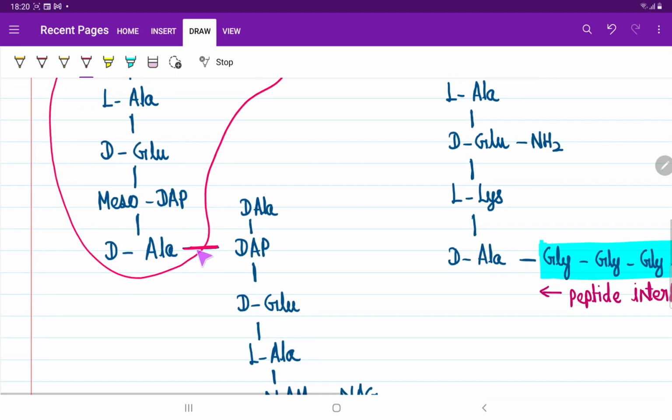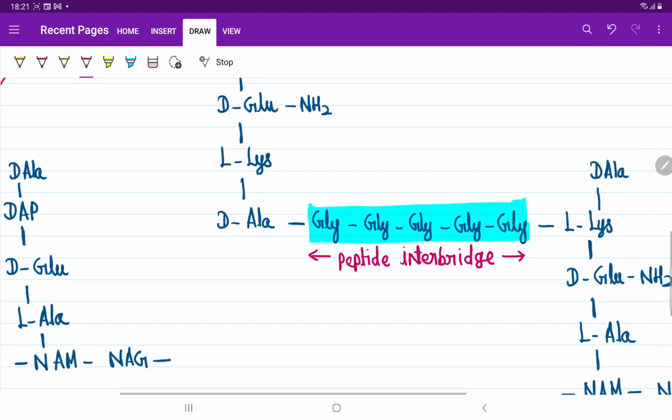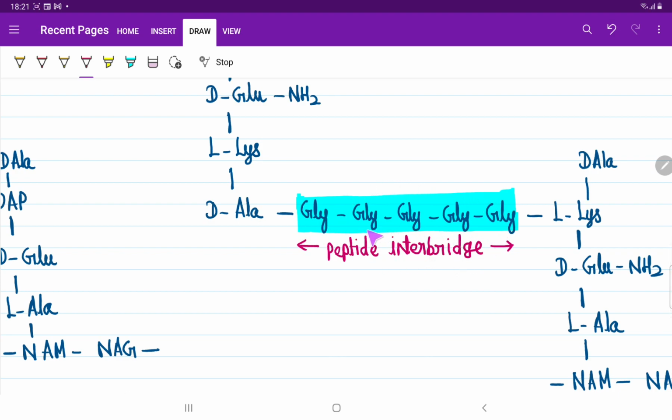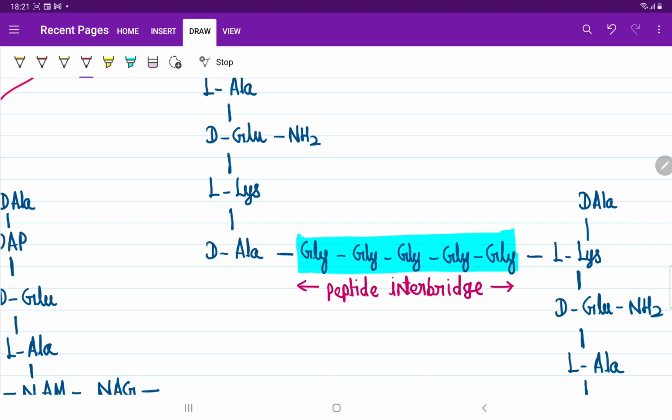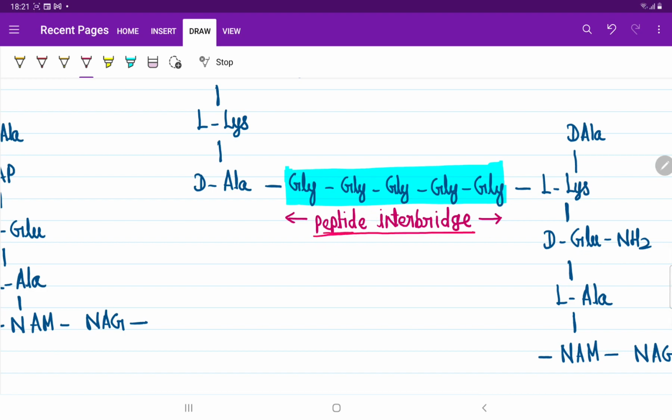This linkage between two tetrapeptides is possible in two ways. In one way it is directly connected, and in the other way the same structure is present, but they are linked by a polyglycine chain, right? One small chain of glycine in which 5 glycines are present. They will be connected like that. One D-alanine will be connected with the L-lysine by a polyglycine chain, and this small polyglycine chain is called a peptide interbridge. Yeah, we'll call it peptide interbridge.